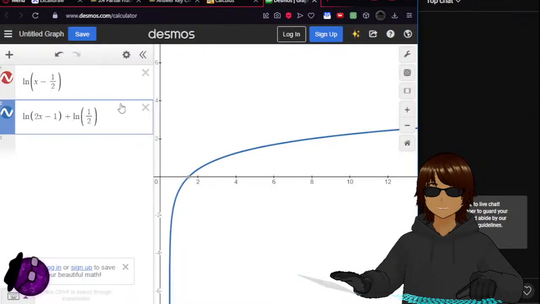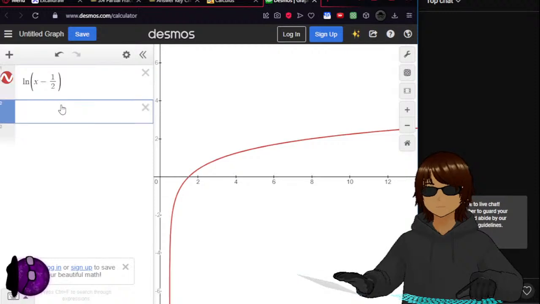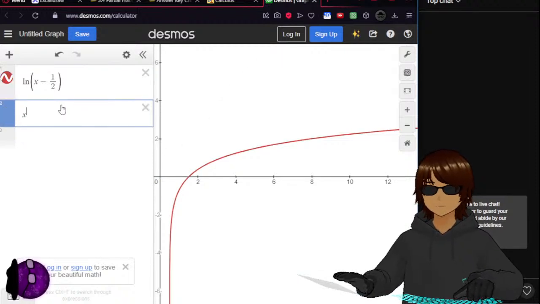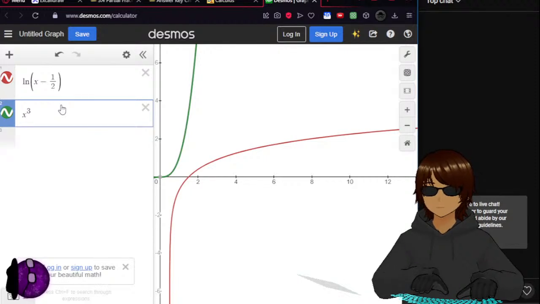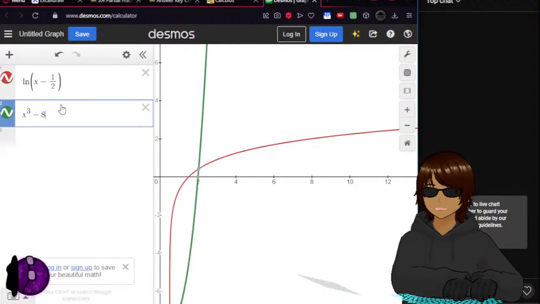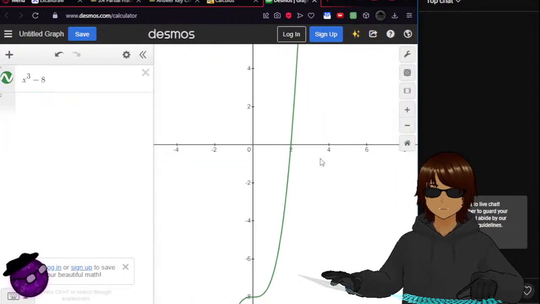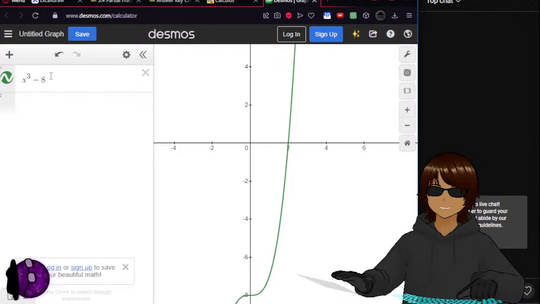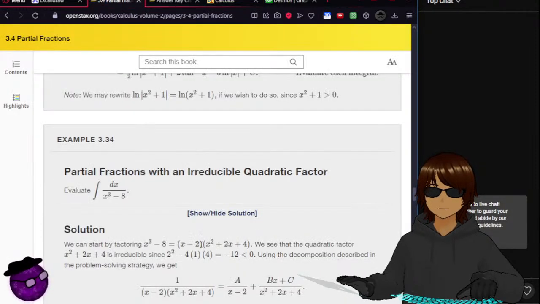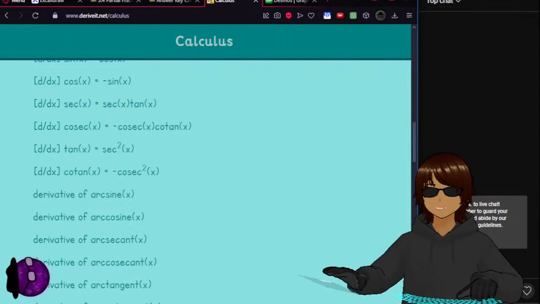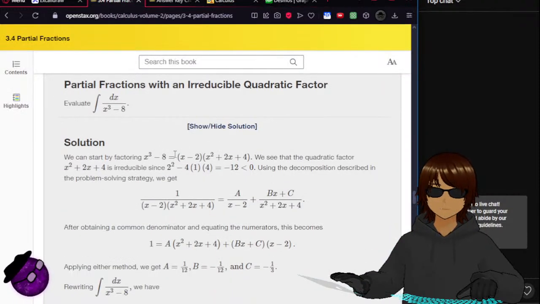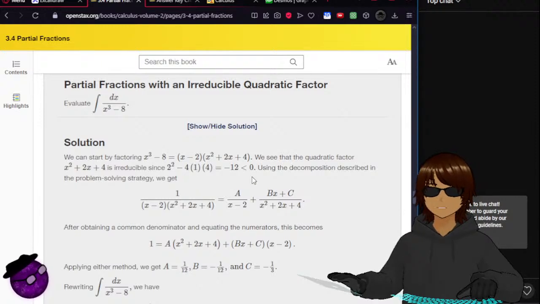Maybe if x cubed minus 8 is equal to 0 has a solution, then there must be a particular x. I'm guessing x squared plus 2x plus 4 doesn't have one. Yeah, that makes sense because it will be above the x-axis.